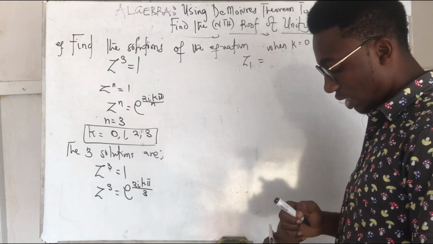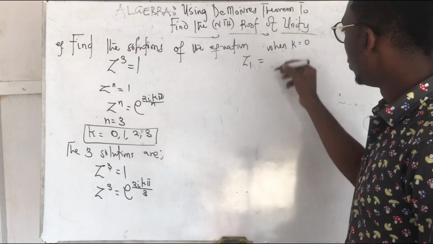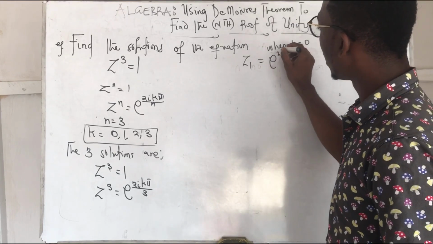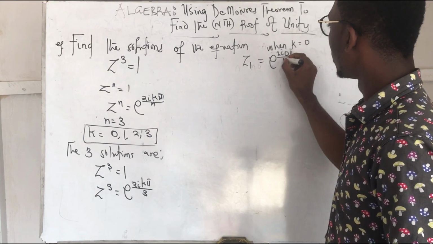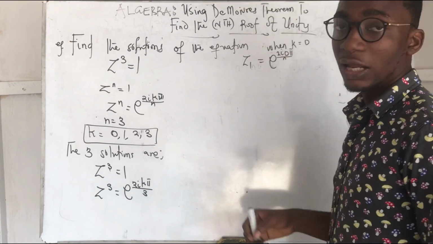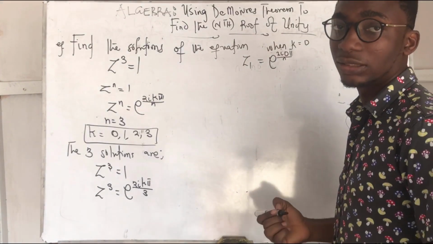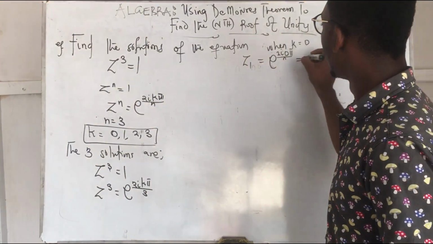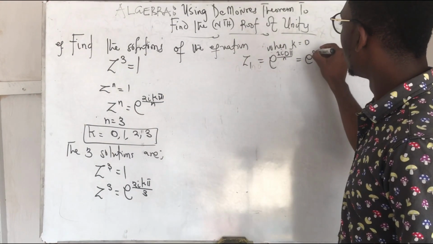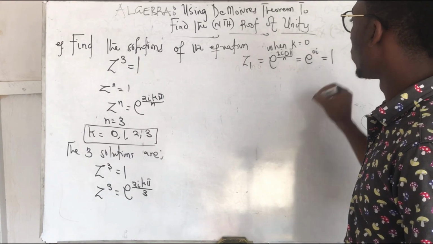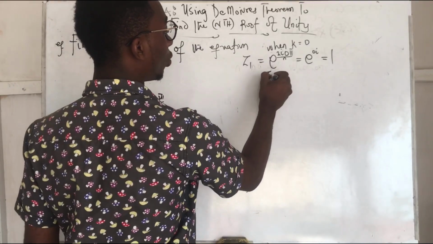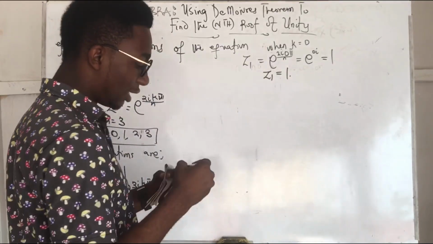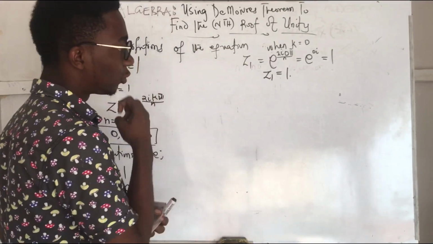So when k is equal to 0, we get 2i times 0 times π all divided by n, which is 0. So we get e to the power of 0i, which is equal to 1. So our first solution, z1, is equal to 1.